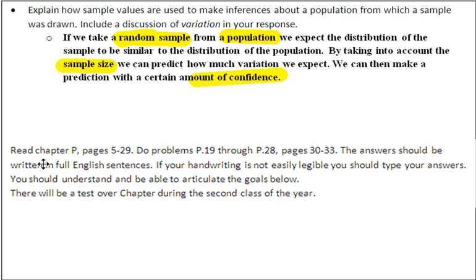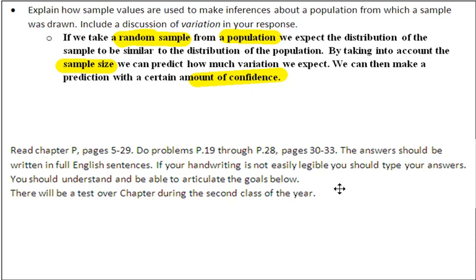The answers should be written in English sentences. AP Statistics is really a communication course more than it's a math course. You're learning to understand what is meant by what you read and then be able to articulate that back. When you take the AP exam, the reader does not know you. They're only going to know the information that you write on the test. So you need to be able to clearly say, in as few words as possible, exactly what you mean. And so that's what we're going to start practicing right from day one.